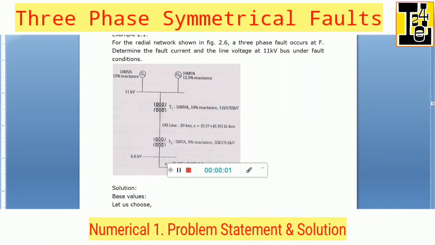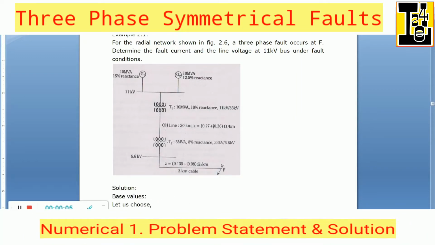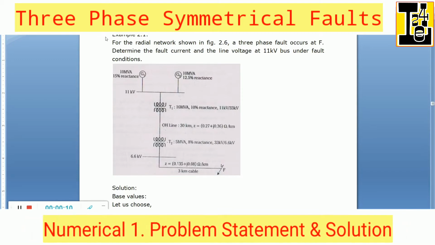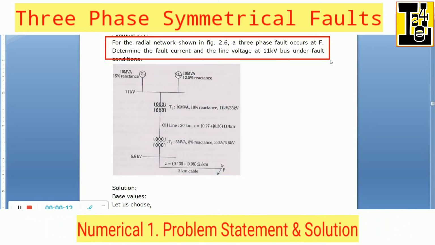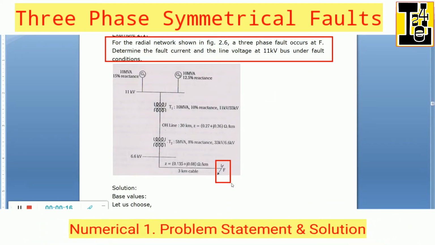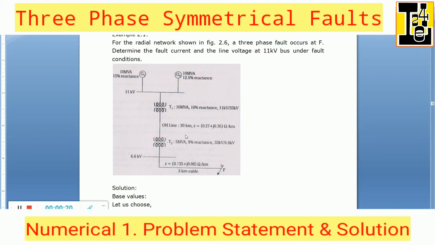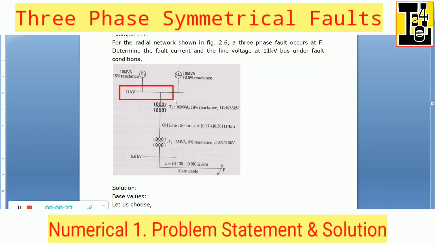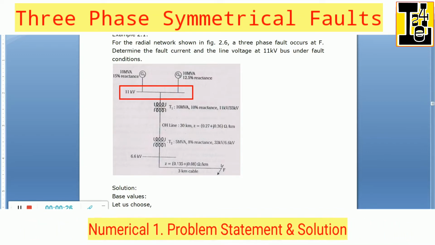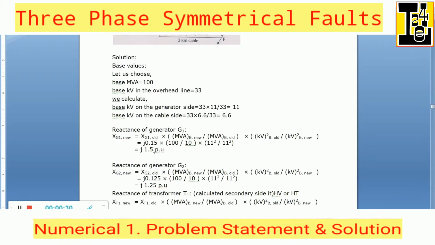Dear students, in this video I will solve some numericals based on three-phase symmetrical faults. Let me read the problem statement. For the radial network shown in figure, a three-phase fault occurs at F. You can observe here. Determine the fault current and the line voltage at the 11 kilovolt bus under the fault conditions. So we'll do the solution.